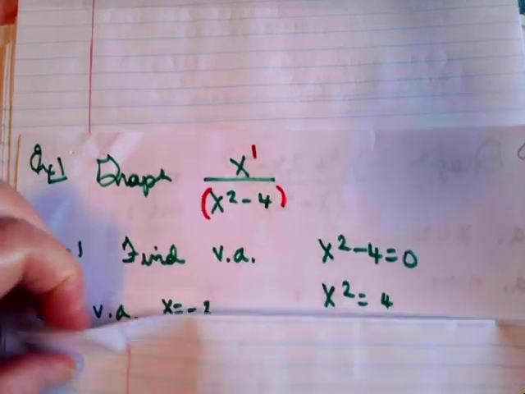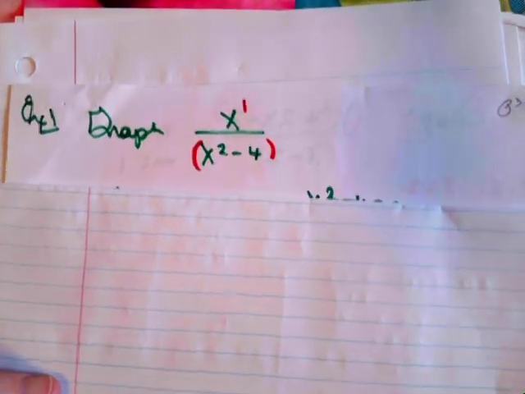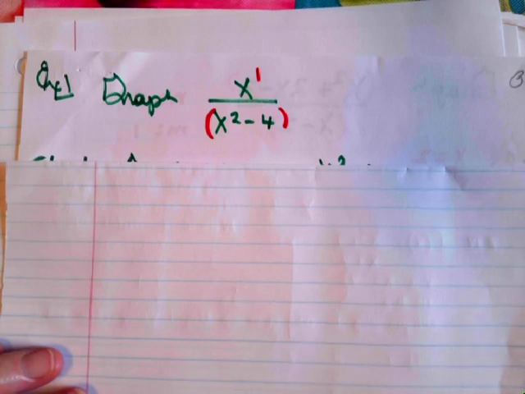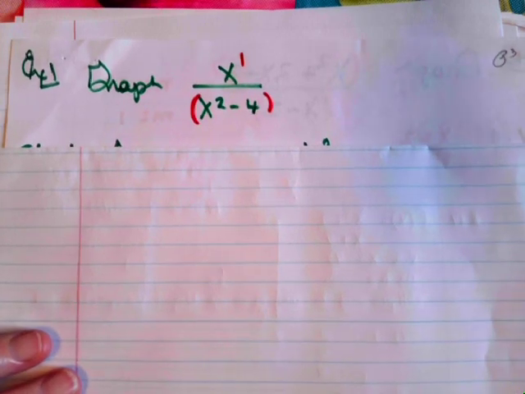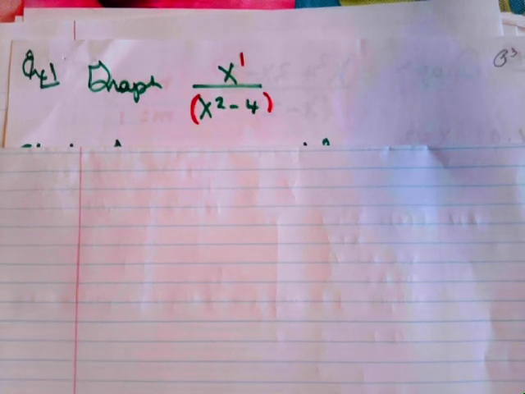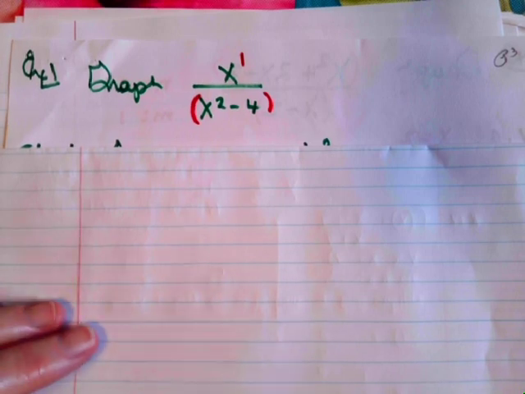Example 1. Graph x over x squared minus 4. We're going to find the vertical asymptotes and the horizontal asymptotes. We're going to sketch the graph and see what it looks like. You're welcome to use your graphing calculator on all of these. But on every question, they're going to ask you, what is the vertical asymptote? What is the horizontal? So you need to know how to find them using these rules.